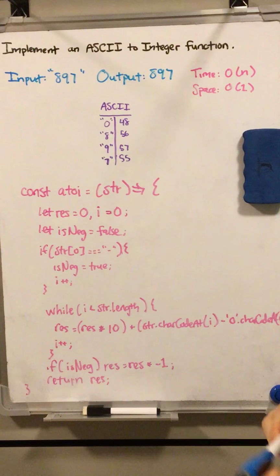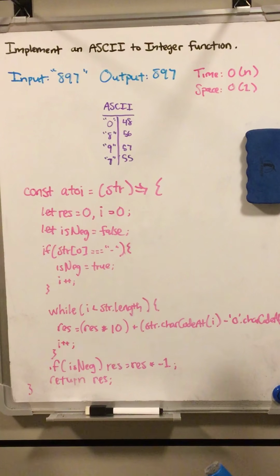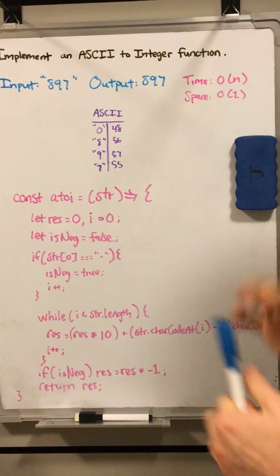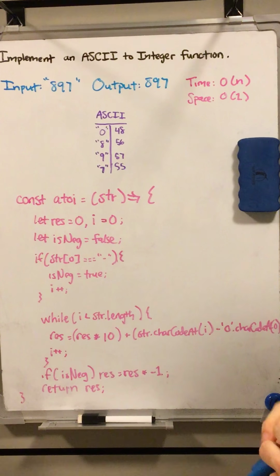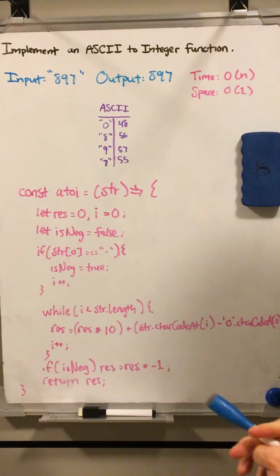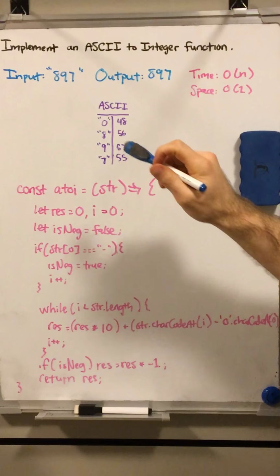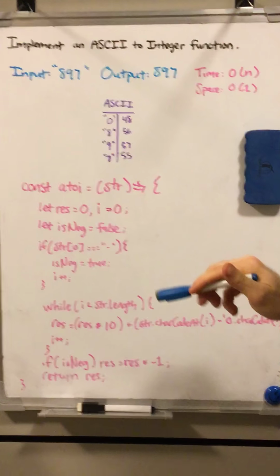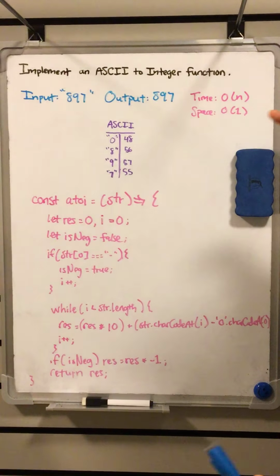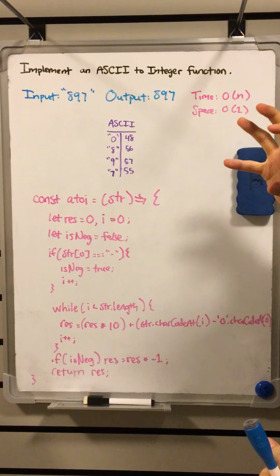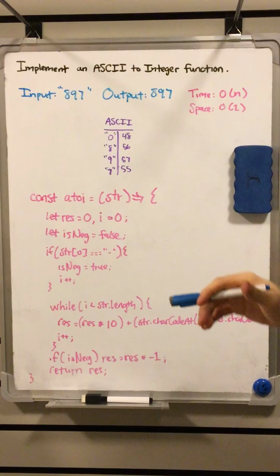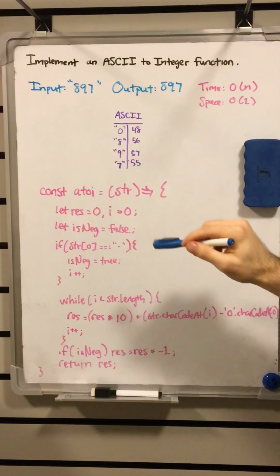So ASCII, what does ASCII mean? ASCII means there's a certain value for each character in the alphabet and alphanumeric chart. So how we're going to solve this problem is by using that. We can't use the native Number constructor or the parseInt function. So we're going to rely on this ASCII chart.